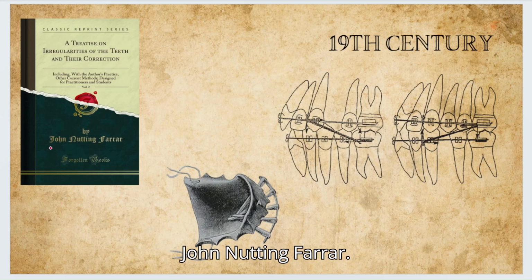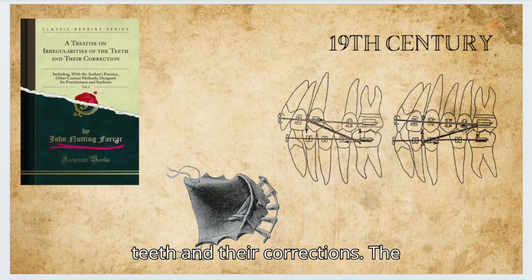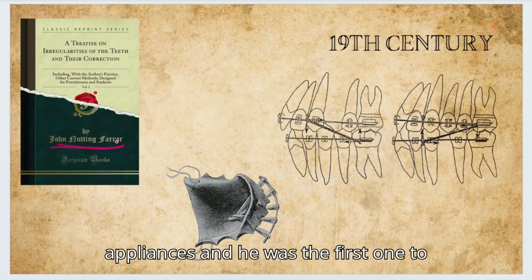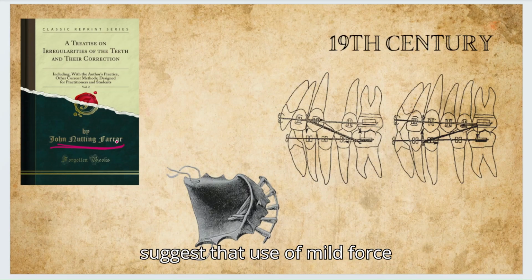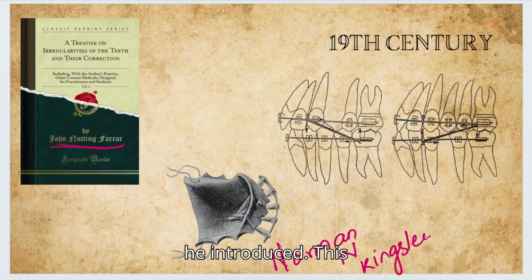John Nutting Farrar. He published a book which told about irregularities of the teeth and their corrections. Okay, the textbook was for brace appliances, and he was the first one to suggest the use of mild force to move the teeth. Okay, next came Norman Kingsley. Norman W. Kingsley. He introduced this appliance.